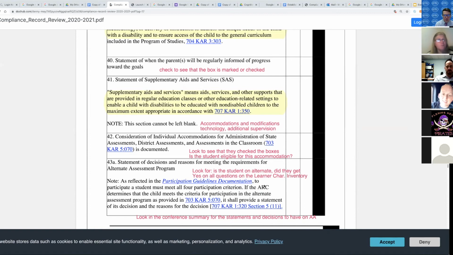So the next section has to do with decisions on alternate assessment. It says statement of decisions and reason for meeting the requirements for alternate assessment program as reflected in the participation guidelines documentation. Look for: is the student on alternate? Did they get yes on all the questions on the learner characteristics inventory? And look in the conference summary for statements and decisions to have them on alternate assessment. This has to be documented. There's a flow chart, and there's a guidance document that helps FMD teachers with this process.